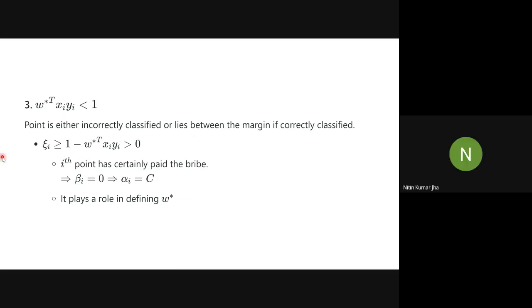So from these conditions, this becomes strictly positive. It means that that point is actually paying some non-zero bribe, right? So if xi is strictly greater than 0, then from the second condition beta i has to be 0, and it means that alpha i for that particular point has to be C, right? So it plays some role in defining W star. These things you should know.